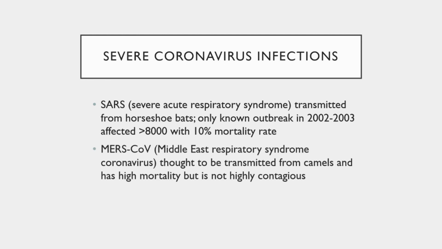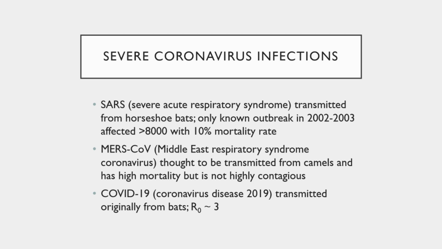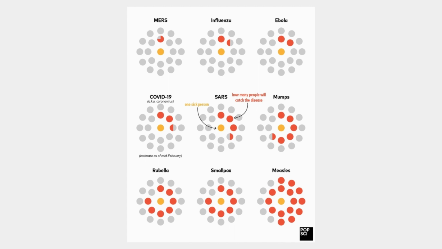Then Middle East Respiratory Syndrome coronavirus is also a zoonotic disease that's transmitted from camels. It has a high mortality rate, but it is not very contagious. And it is thought that most people who acquire this disease acquire it directly from camels. And then thirdly, COVID-19, like SARS, is thought to have originated from a bat host. And as far as its level of contagiousness, it is quite contagious with an R0 value of about 3.